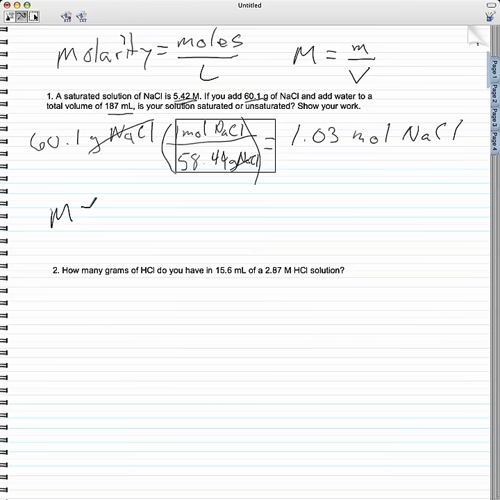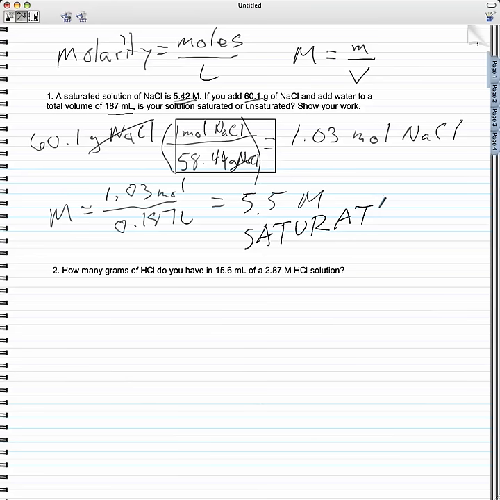187 milliliters, we divide that by 1,000 to get liters, so move the decimal place over three spots. We're going to get moles per liter, so 1.03 moles per 0.187 liters. When we calculate that out, we end up getting about 5.5 molar. This concentration is bigger than the saturation level, so this is going to be a saturated solution.